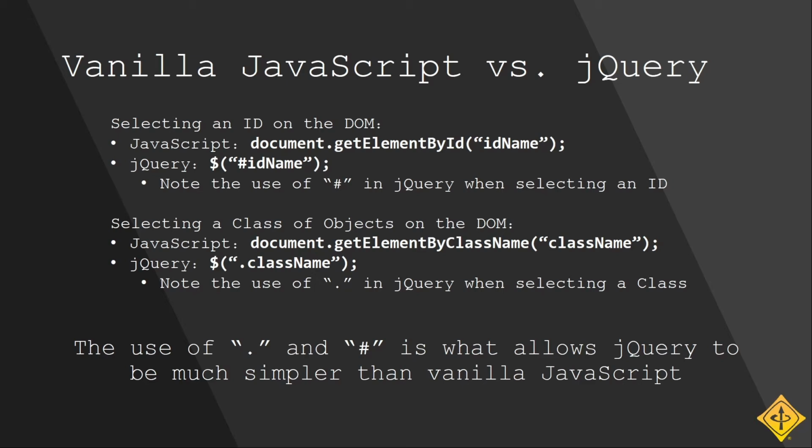So in vanilla JavaScript, you would use document.getElementsByClassName and specify the class name. And in jQuery, you would use, again, the $ notation to create a jQuery object, and specify the class name with a period. The use of the period and the pound sign is what allows jQuery to be much simpler compared to vanilla JavaScript. Whereas in vanilla JavaScript, you have two separate document functions to target IDs or classes, in jQuery, you can do it all with one selector.